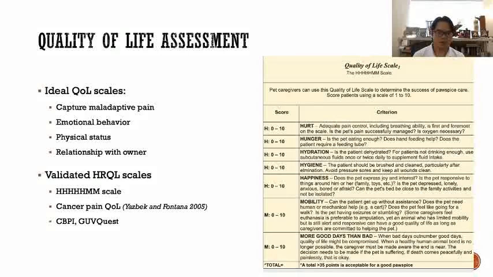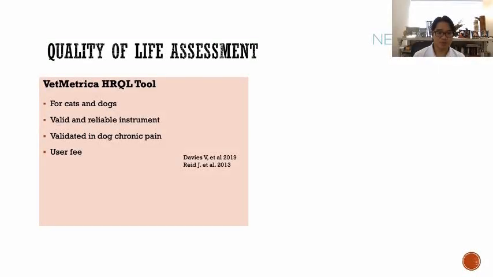The other one, especially for cancer pain, which has been validated in a study decades ago, is called the Cancer Pain Quality of Life Assessment. If the dog has chronic arthritis, then you can consider CBPI or Gulf Quest, which is designed by Glasgow University. Another great tool is the Vetmetrica HRQL, which stands for Health-Related Quality of Life Tools.